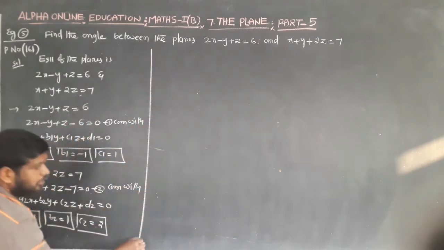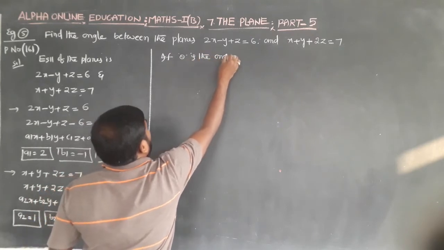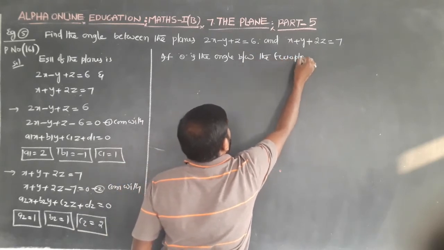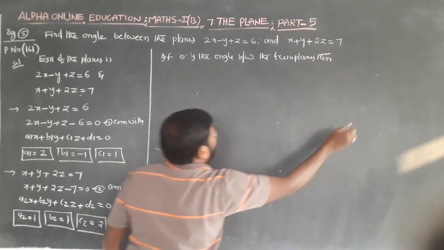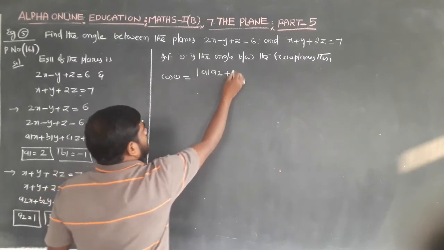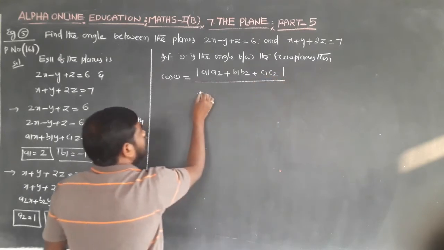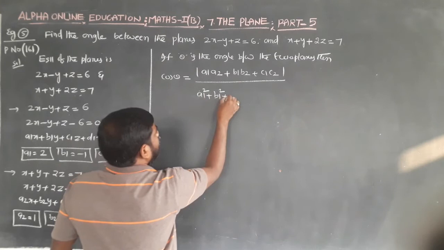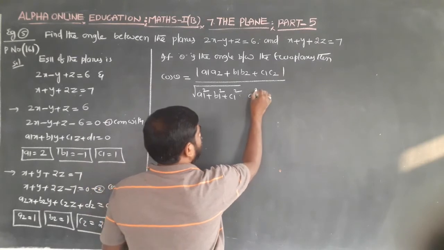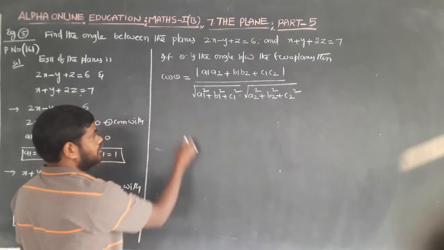Again by using the formula, if theta is the angle between the two planes, then cos theta is equal to mod of a1 a2 plus b1 b2 plus c1 c2 by under root of a1 square plus b1 square plus c1 square into under root of a2 square plus b2 square plus c2 square.